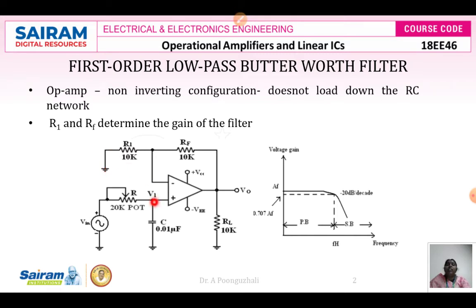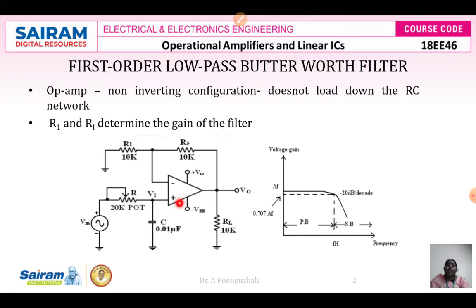To the non-inverting terminal I have to give the input. So the input is here V1. To this V1 I have to connect the voltage source and an RC pair. Here the input source Vin is going to be connected to a resistance, which is going to be a 20k pot, and you are going to have a capacitance. Whatever voltage drop I get across this capacitance is going to act as the input for the non-inverting amplifier.